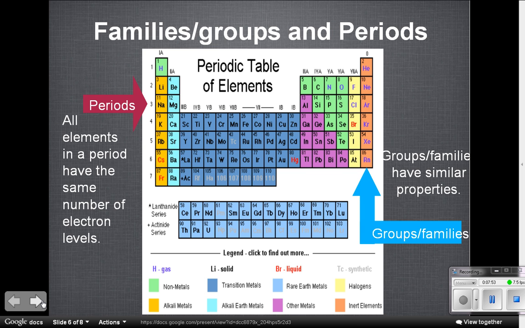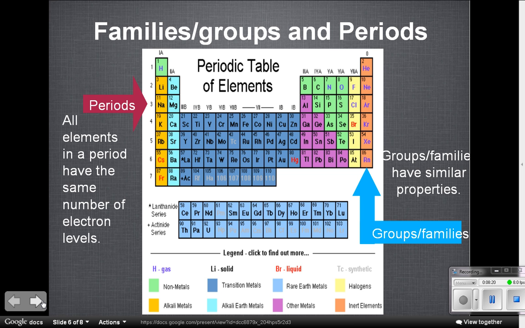So families and groups. Families and groups are kind of the same thing. Sometimes you'll hear them referred to as families, sometimes as groups. And then periods. Periods are the rows. Groups and families are the columns. In periods, all elements in a period have the same number of electrons in their last level. Okay, that's important.